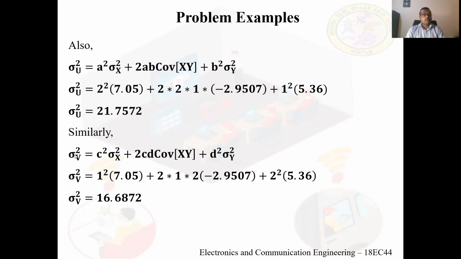Now, similarly for sigma square V, what is it? It is 2CD covariance of XY plus D square sigma square Y. Substitute these values. We know C is 1, D is 2. Substitute for variance of X and Y. Evaluate this, and you get 16.6872.